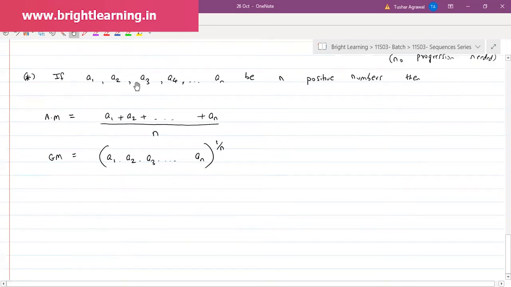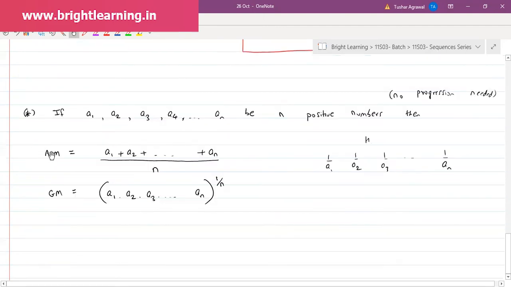Okay. So sir, A1, A2, A3, up to An are n positive numbers. H is the harmonic mean. Means what, sir? 1 upon A1, 1 upon A2, 1 upon A3, consider this up to 1 upon An. These are not actually in AP, but the logic we are giving is like that. Here we are calculating arithmetic mean for any n positive numbers, geometric mean for any n positive numbers. So H is harmonic mean of any n positive numbers.